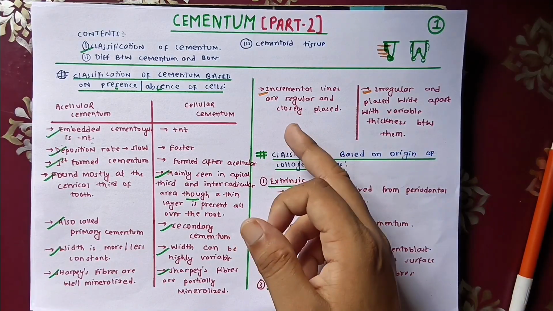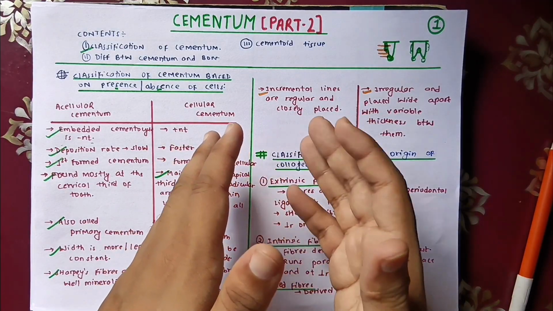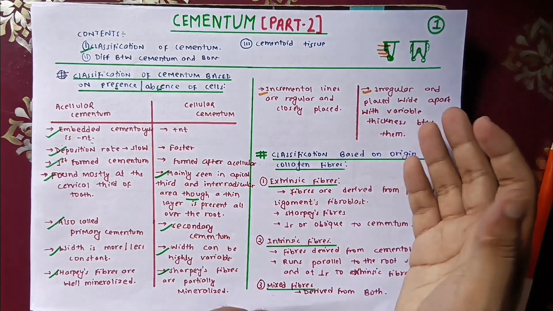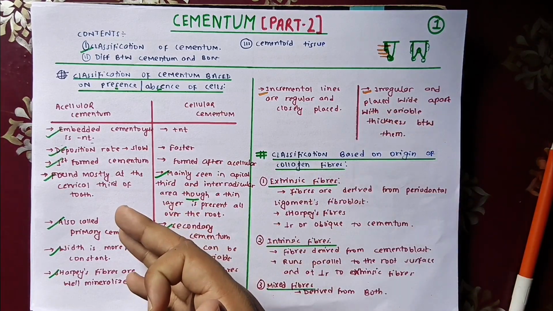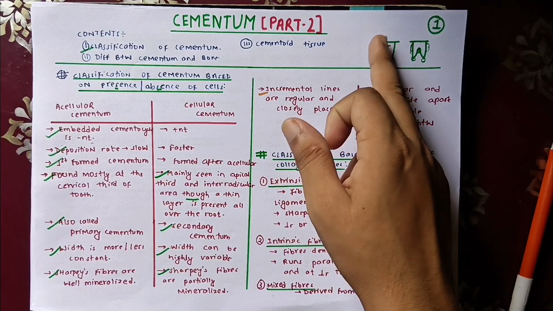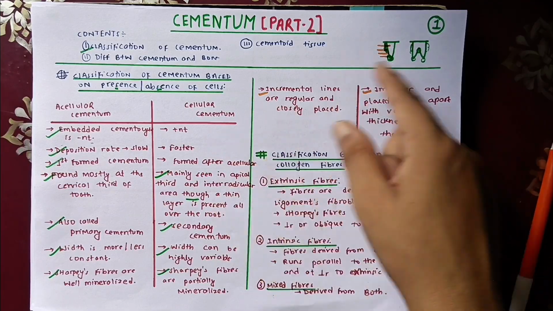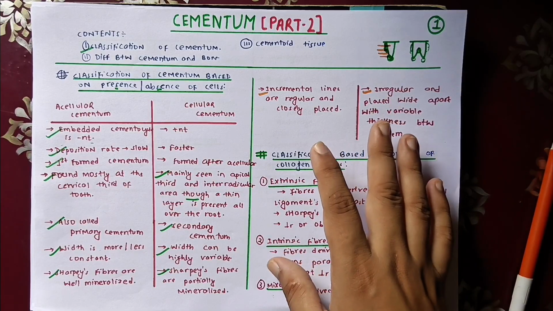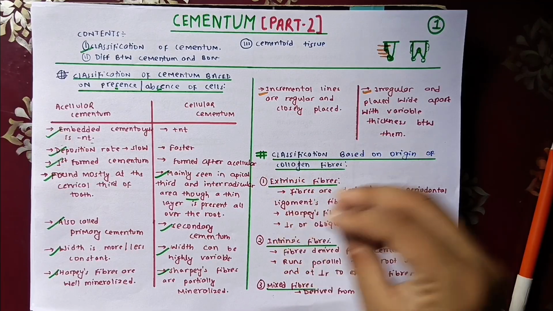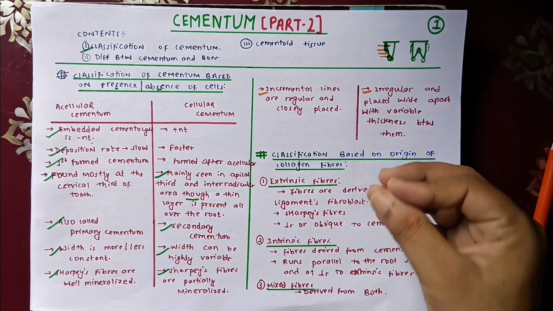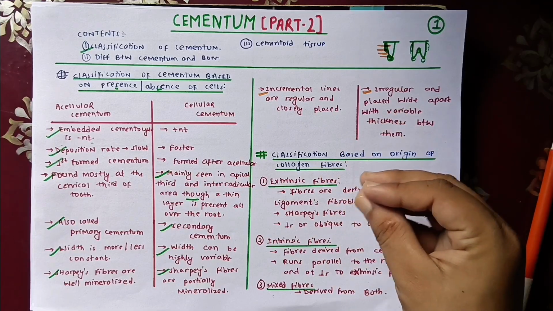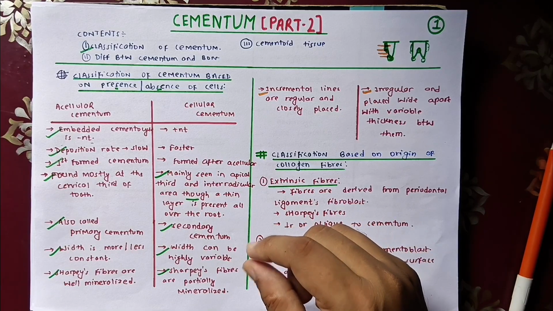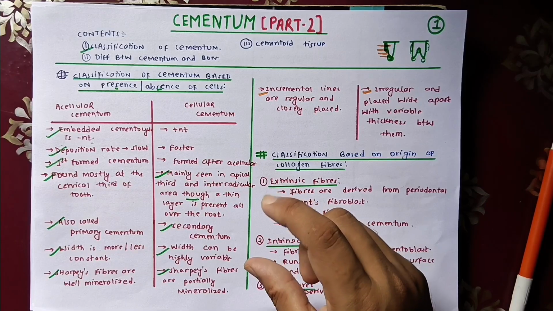Incremental lines are closely and regularly placed in acellular cementum, and variable and irregular in cellular cementum. Acellular cementum is mostly found on the cervical third, and cellular cementum is found on the apex and the interradicular area. The width is more or less constant in acellular cementum, but highly variable in cellular cementum. And the surface fiber is well mineralized in acellular cementum, but partially mineralized in cellular cementum.